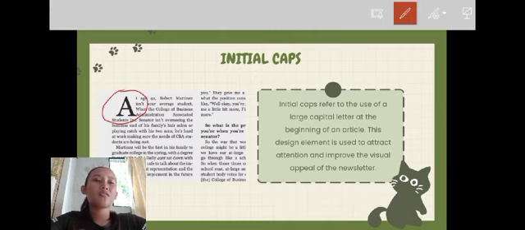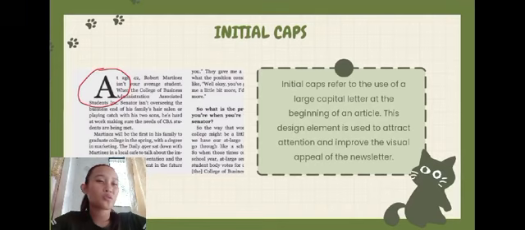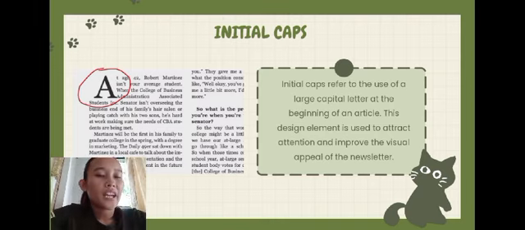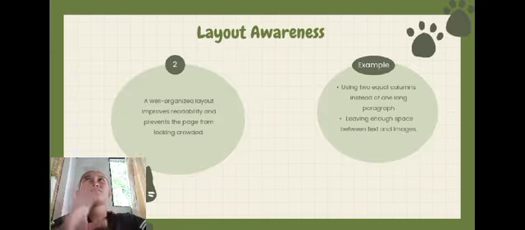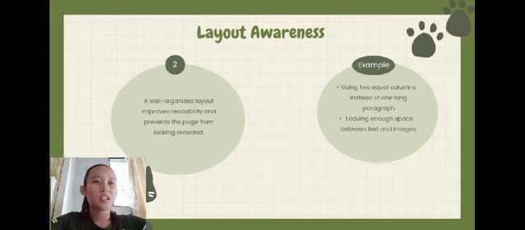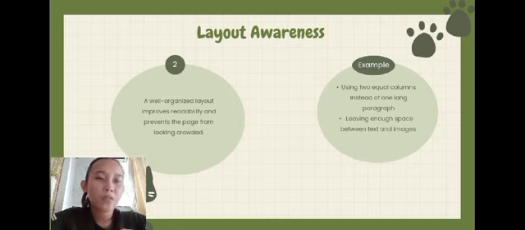Now, the purpose of initial caps is just to attract attention and for students to easily spot where the article begins. Now, number eight, layout awareness. Since newsletters are commonly written in columns, writers should be mindful of their spacing, alignment, and balance, because a well organized layout improves readability and prevents the page from looking crowded.